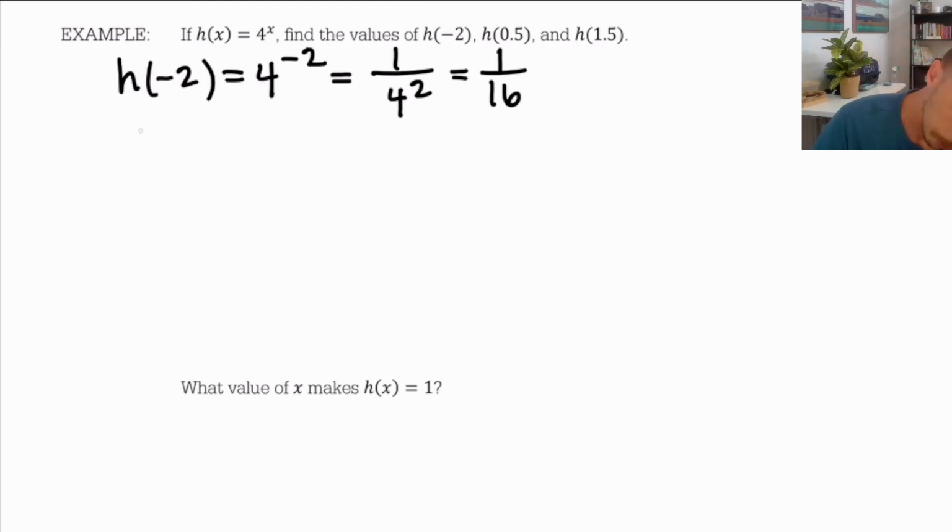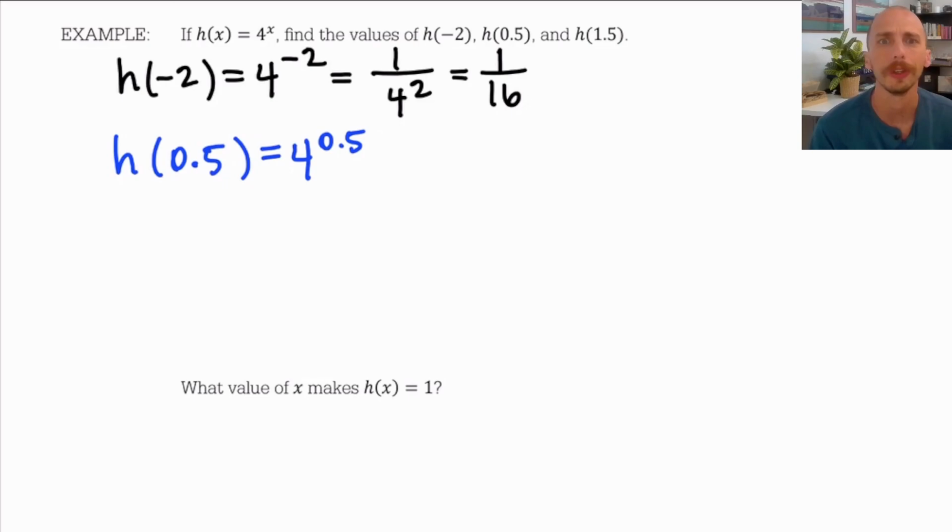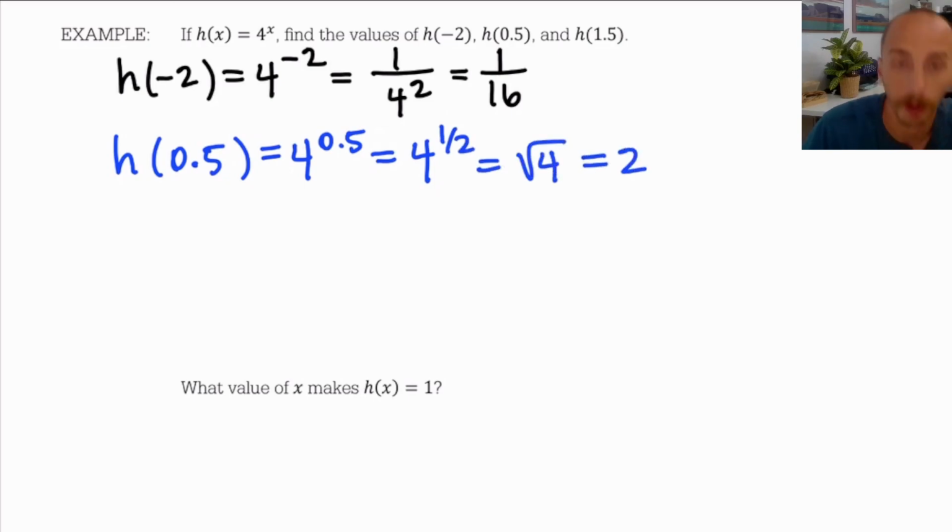Okay, when it comes time to do h of 0.5, that's equal to 4 to the 0.5 power, but I don't know about you, I'm not very good at taking numbers to a decimal power. That's not in my skill set. That's not something I showed you up higher on the page. So let's just translate that to a fraction. We know that 0.5 is the same as a half. So 4 to the 1/2 is the square root of 4, and that's going to equal positive 2.